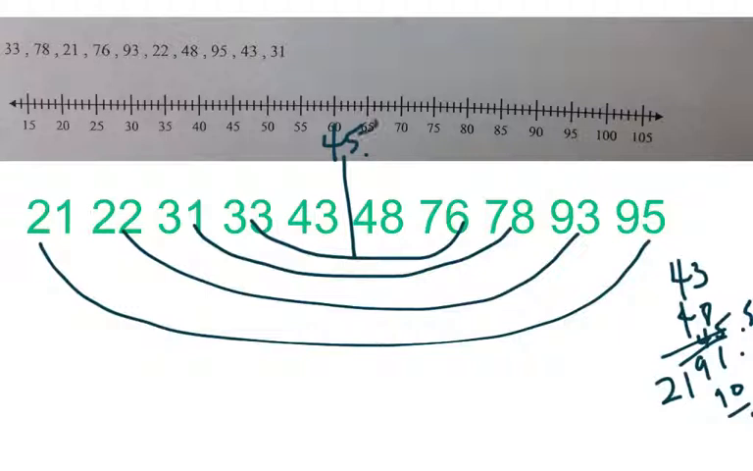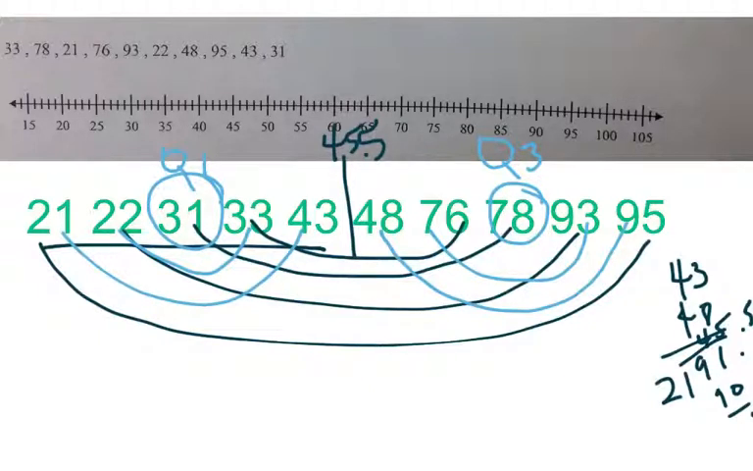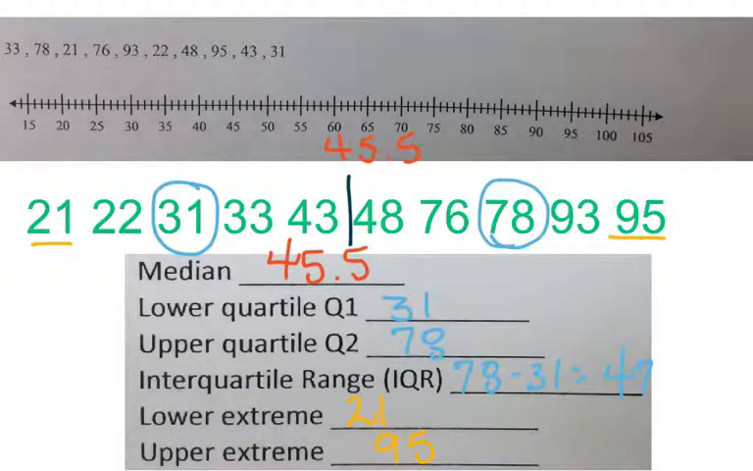When I do that, now that 43 becomes part of this data set. Okay, so I'm going to look over here and find the median over here. So 21 goes with 43. And 31 is in the middle, so that's my Q1. All right, look over here to the right, and in the middle I have 78. That's my Q3. All right, and then in my data set, 21 is my lower extreme, and 95 is my upper extreme. So let's use this information to plot my box and whisker plot.